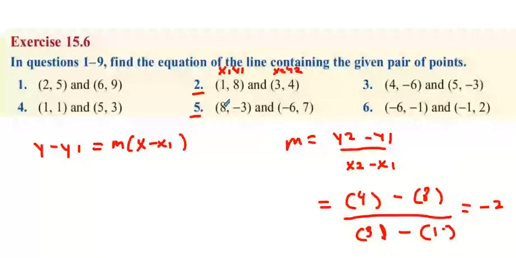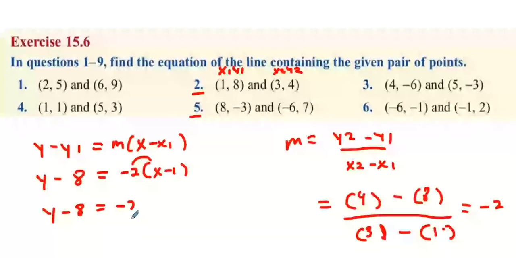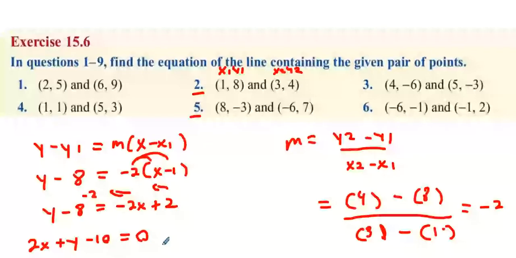Next thing we do is you can pick either point to go into your equation of line formula. I'll just pick the first point. So it's going to be y minus 8 equals minus 2 into x minus 1. Multiplied out, y minus 8 equals minus 2 times x is minus 2x, minus 2 times minus 1 is plus 2. Then move it to the left, and we get 2x plus y, and then it's minus 8 minus 2, which is minus 10. And that equals 0. So that's question 2 done.